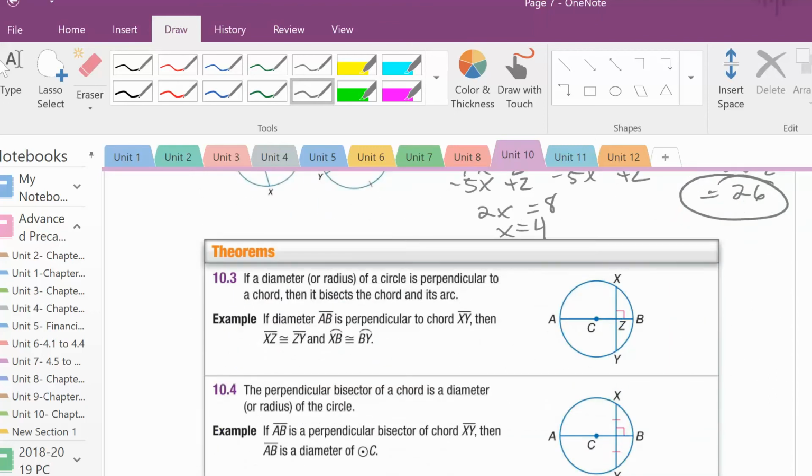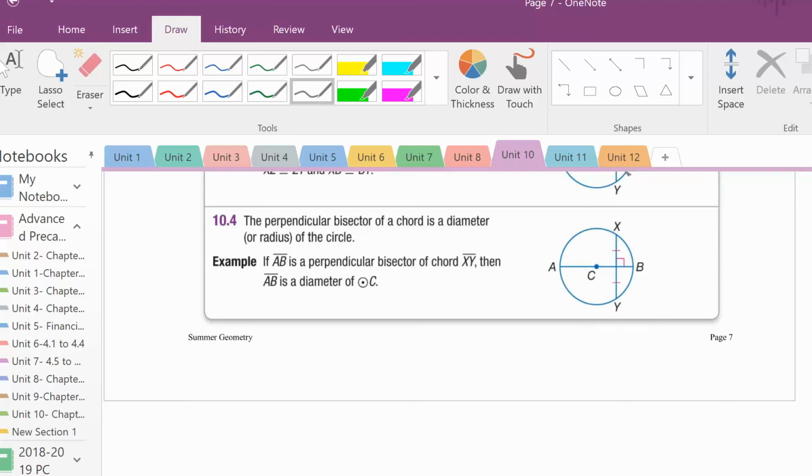All right, so then it says if a diameter or radius of a circle is perpendicular to a chord, then it bisects the chord and its arc. So notice the diameter is perpendicular to chord XY here, so that means these two arcs and these two segments would be the same. And then it also says the perpendicular bisector of a chord is a diameter of the circle.